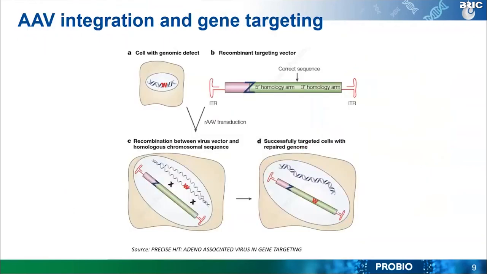Okay, for this part, I'd like to show how the AAV integrates. Wild-type AAV integrates into the human genome at a specific region on chromosome 19. However, the recombinant AAV cannot be integrated into the host genome, and the abnormal genes can only be replaced by homologous recombination.